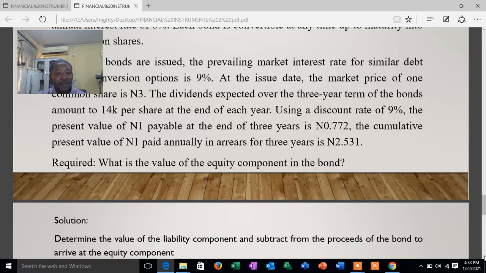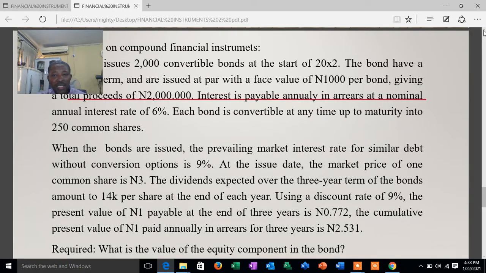The cumulative present value of 1 naira paid annually in arrears for the 3 years is 2.531. Required: what is the value of the equity component in the bond? The value of the equity component in the bond. Now you need not stress yourself.